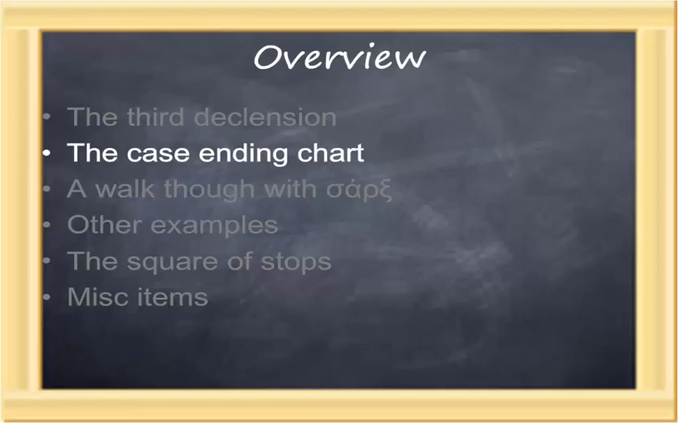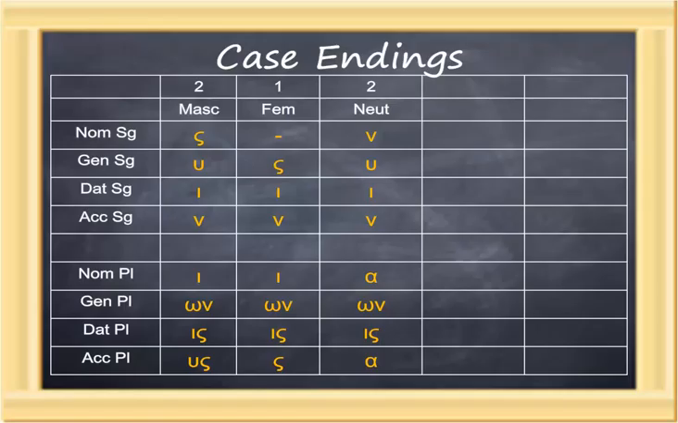So what are the case endings for the third declension? I'm keeping the first and second declensions on the left as we work through these so that you can see where the similarities and differences are. The nominative singular adds a sigma in the masculine and feminine, and nothing in the neuter. So that ending is the same as the second declension masculine, but the neuter again is slightly different.